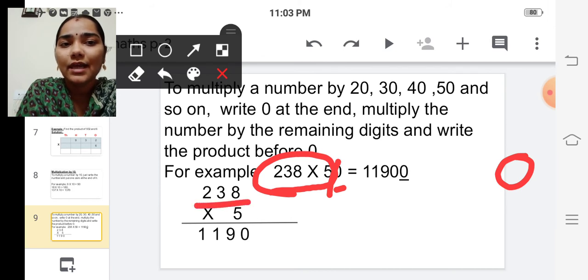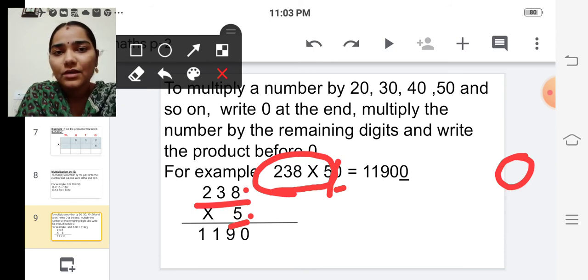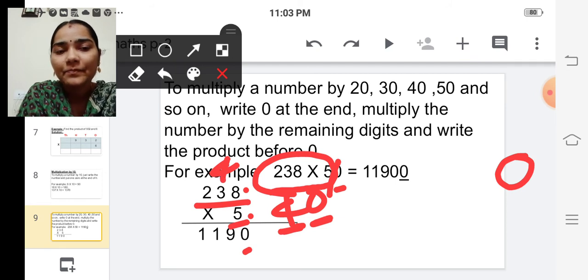Okay, 238 by 5. So starting from the ones digit, here 8 and 5. So 8 5s are 40, isn't it? We have to write this 0 here and carry over this 4 to the next place, that is tens place. And we have to multiply the digit in the tens place by 5. That is 3 into 5. 3 5s are 15, isn't it?